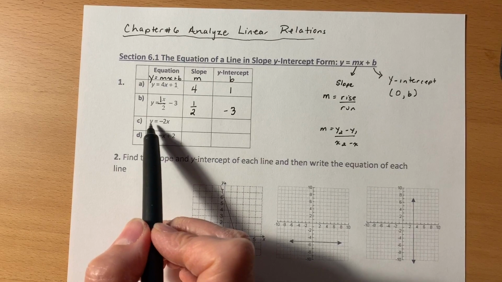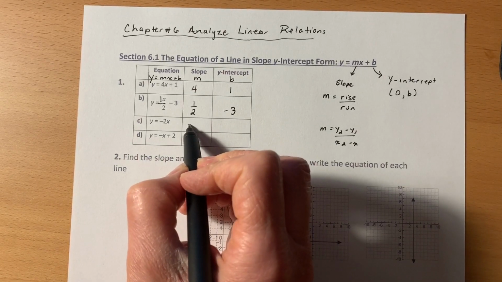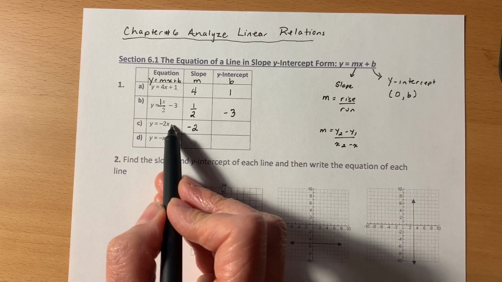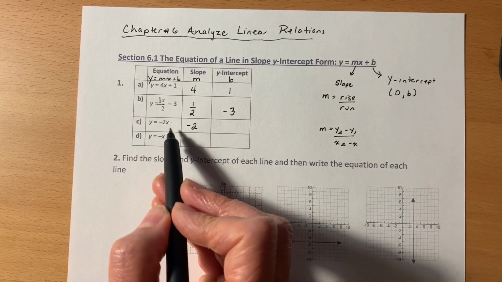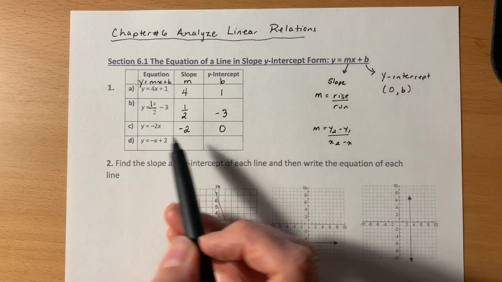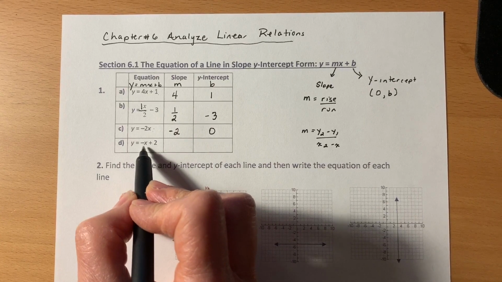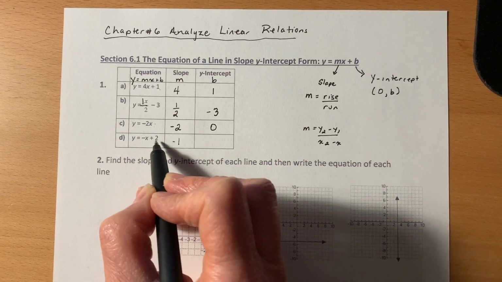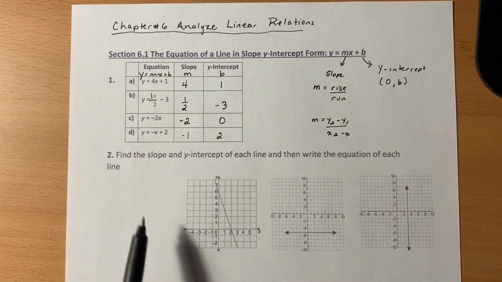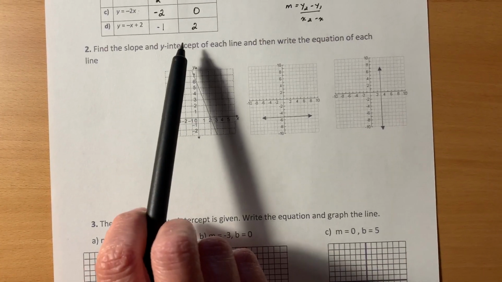Okay, y equals negative 2x. What's your m? Right there, negative 2. What's your b value? There's nothing written for b. You're actually adding 0 or subtracting 0, same thing. Okay, so your b value here is 0. Remember, that's a direct variation. And this one here, think about what number's in front of that x, negative 1, and the b value here is 2.